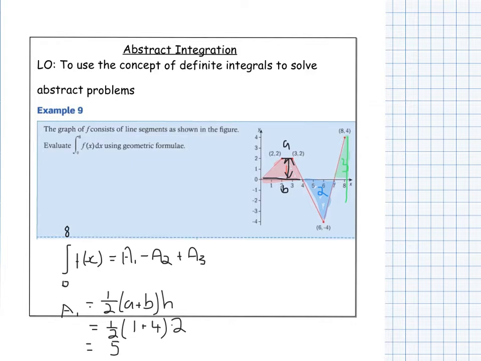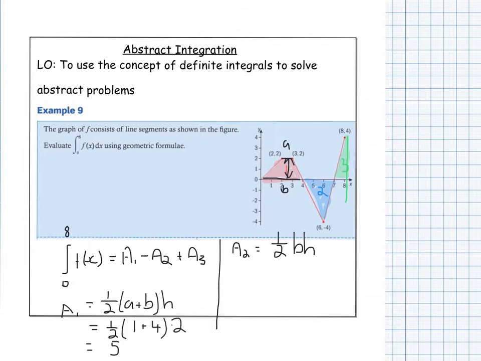We can then look at area 2. Area 2 is just a triangle, and I really hope you know the area for a triangle. That's going to be half base times height. Why am I using a and b? How embarrassing. All right, half base times height, or base times height divided by 2, same thing.